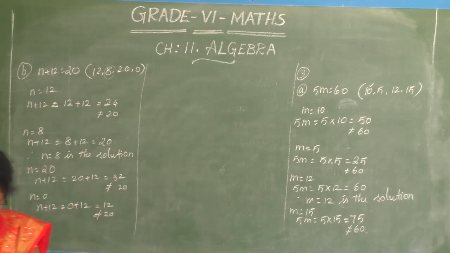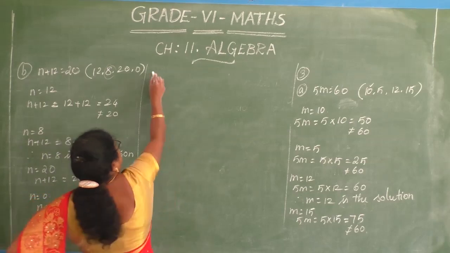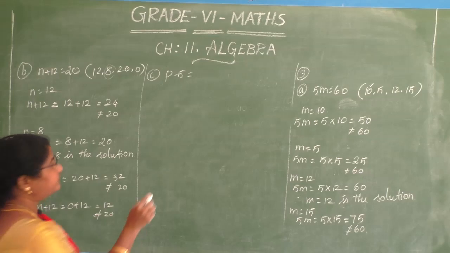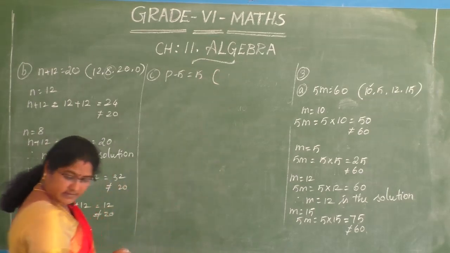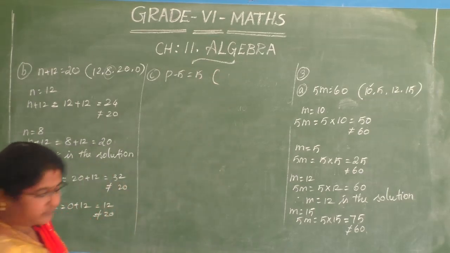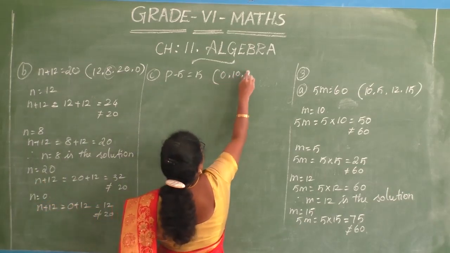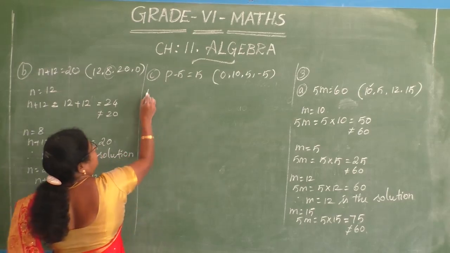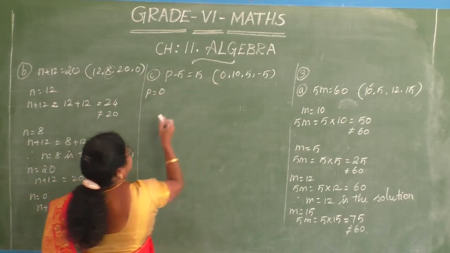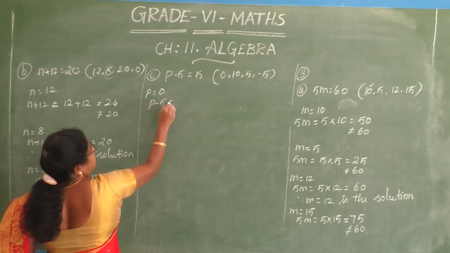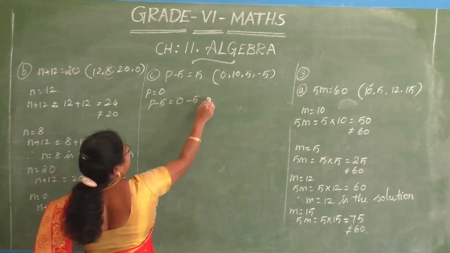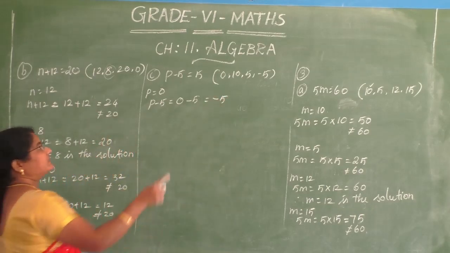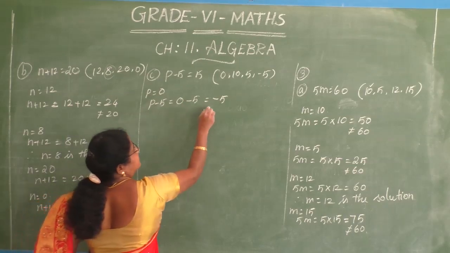Likewise, subtraction. See the question: P minus 5 equal to 5. The numbers are 0, 10, 5, minus 5. Okay. First one, the value of P equal to 0. Substitute in P minus 5, instead of P, 0. 0 minus 5 is minus 5. Is it equal? Not equal to 5.